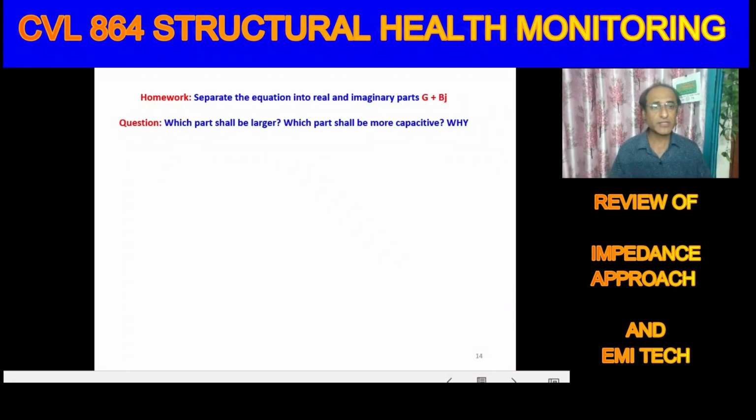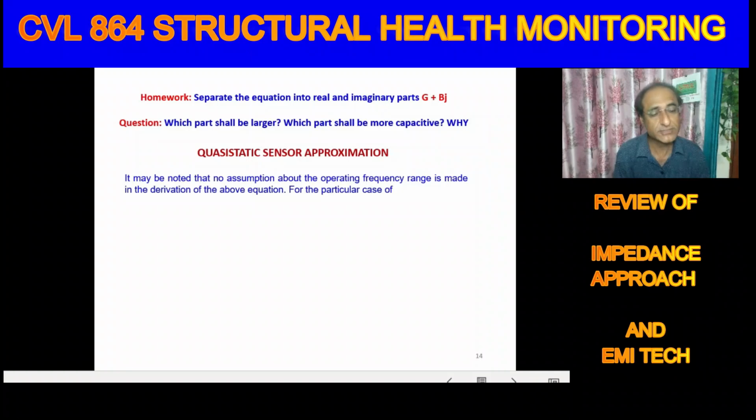In fact we can separate this equation into real and imaginary parts. We'll see today in detail how we can do it. Then you will be able to see that the magnitude of the capacitive part is very high, and it dominates the susceptance, or the imaginary part. So the susceptance, or imaginary part, is dominated by the capacitive component, and the real part, or the conductance, is dominated by the structural part.